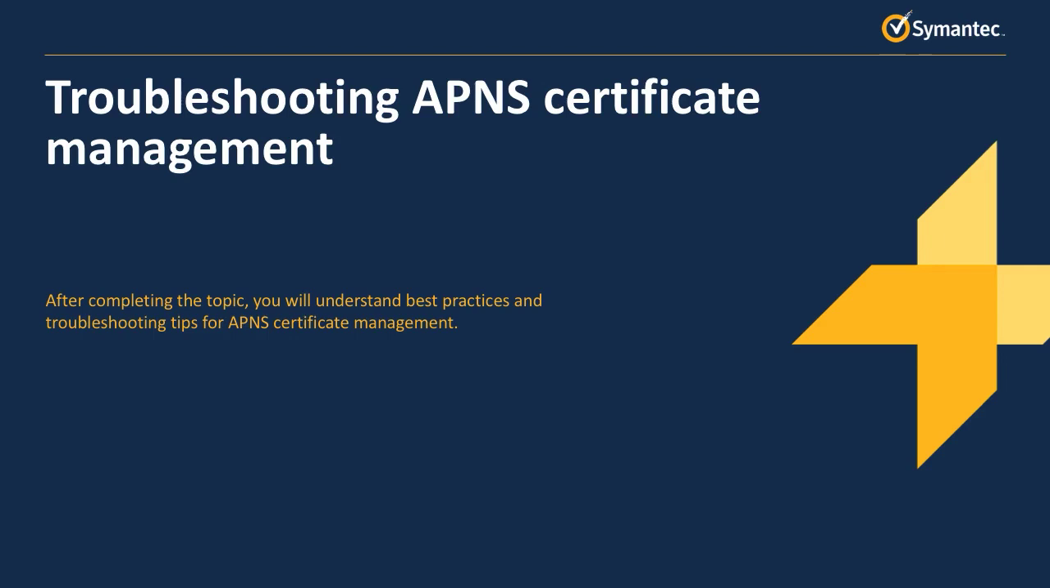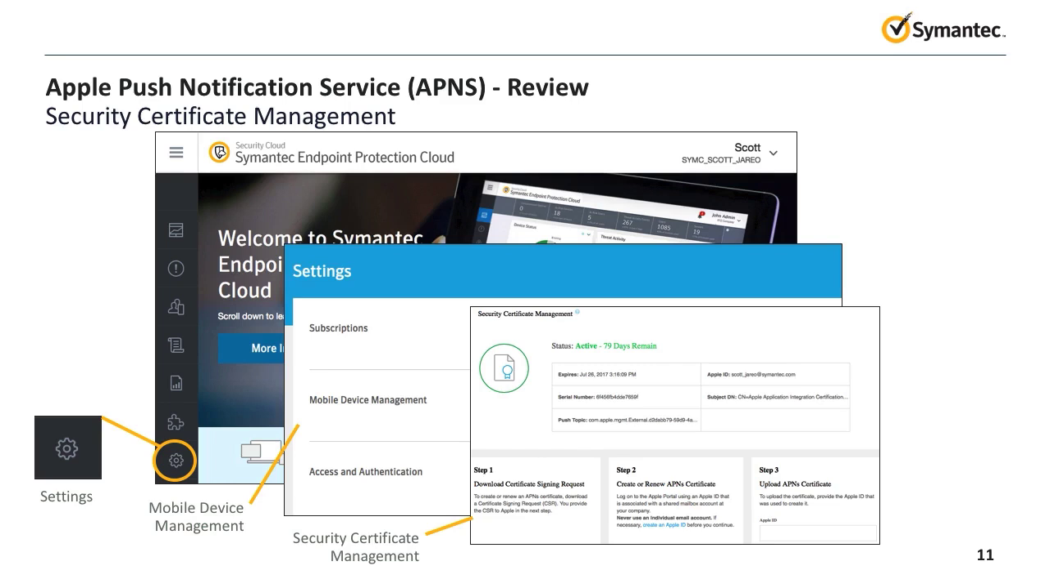This is the Troubleshooting APNS Certificate Management topic. After completing the topic, you will understand best practices and troubleshooting tips for APNS certificate management. The Apple Push Notification Service, or APNS, is a service created by Apple used to forward notifications of third-party applications to Apple devices, both iOS and Mac. Notifications may include security policies, alerts, badges, and other updates.